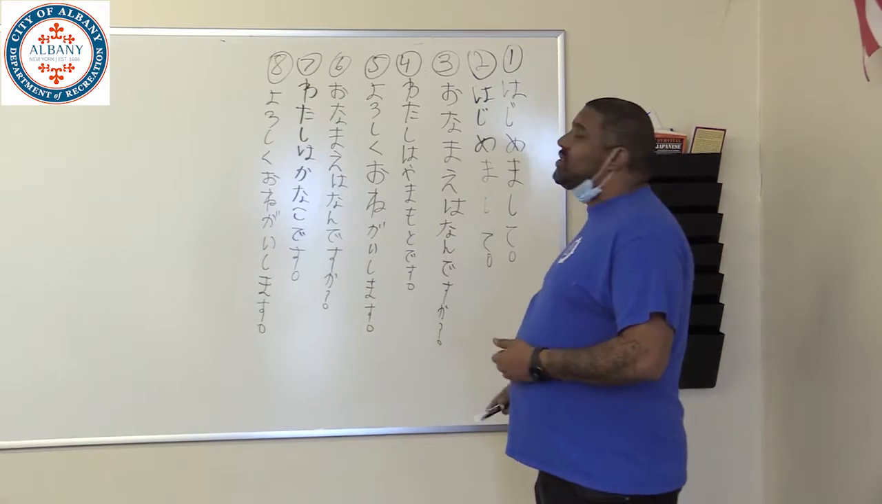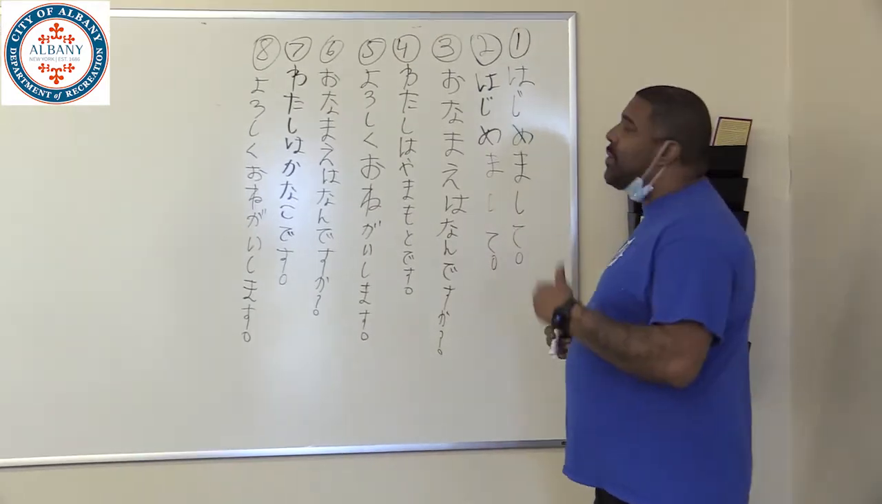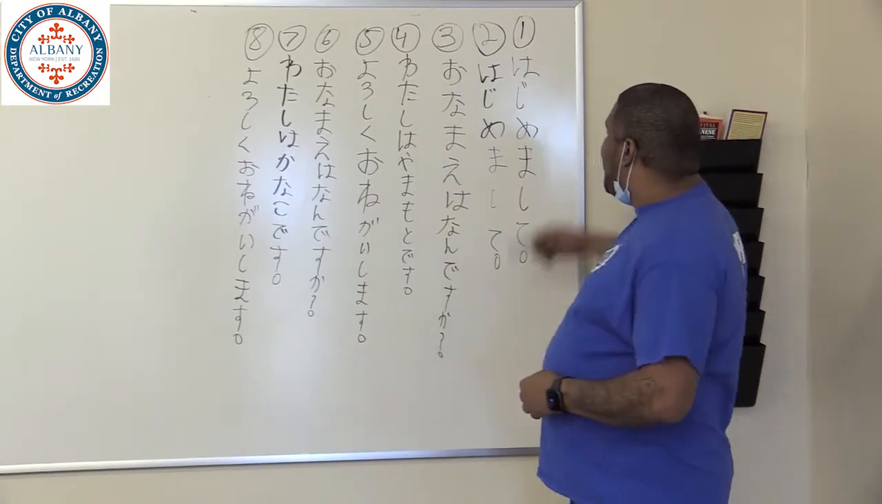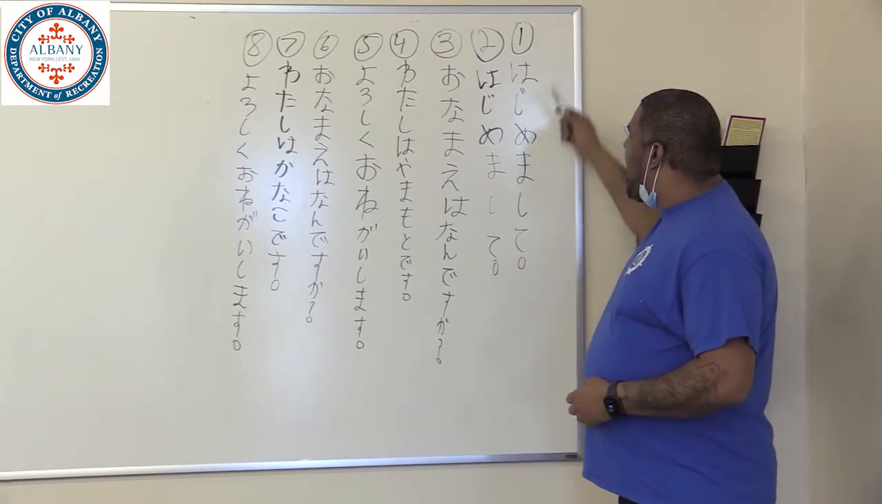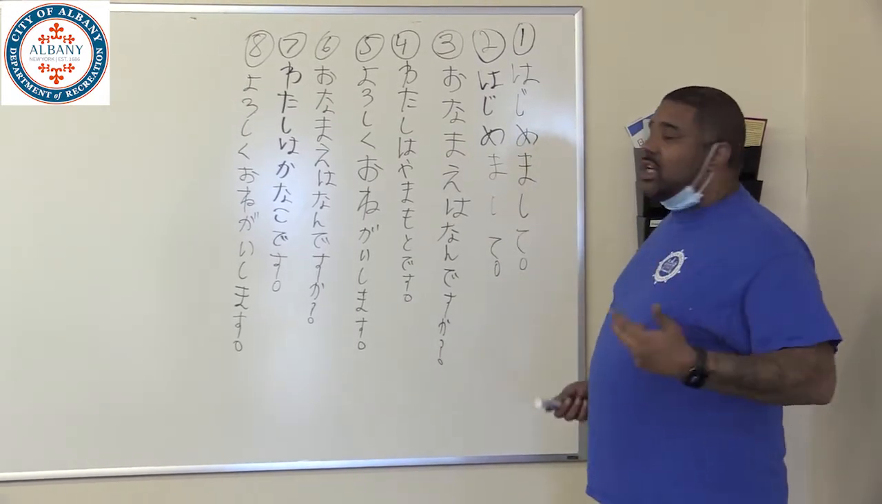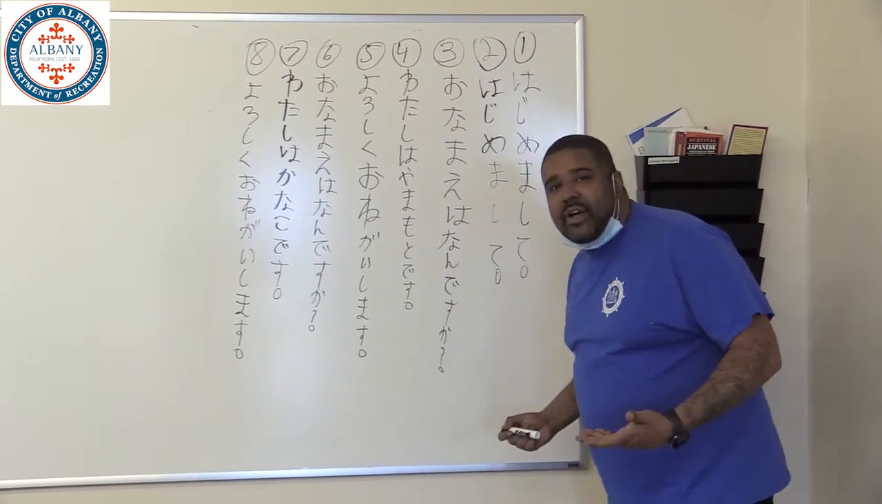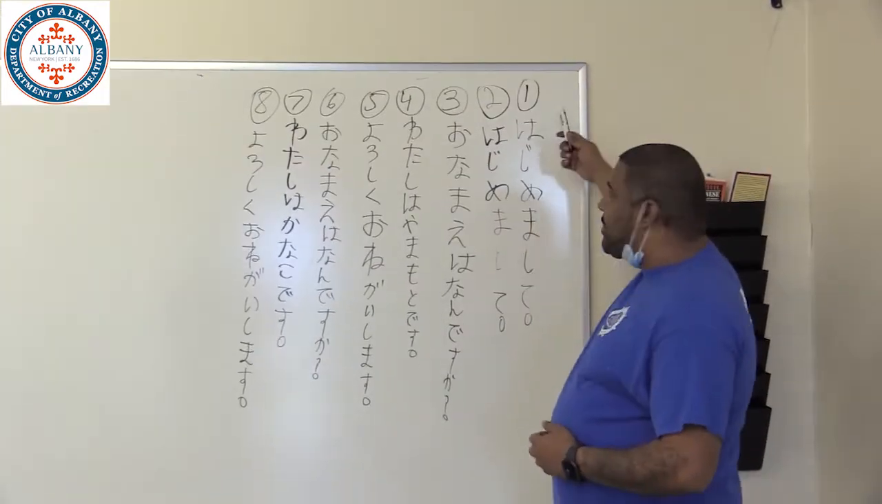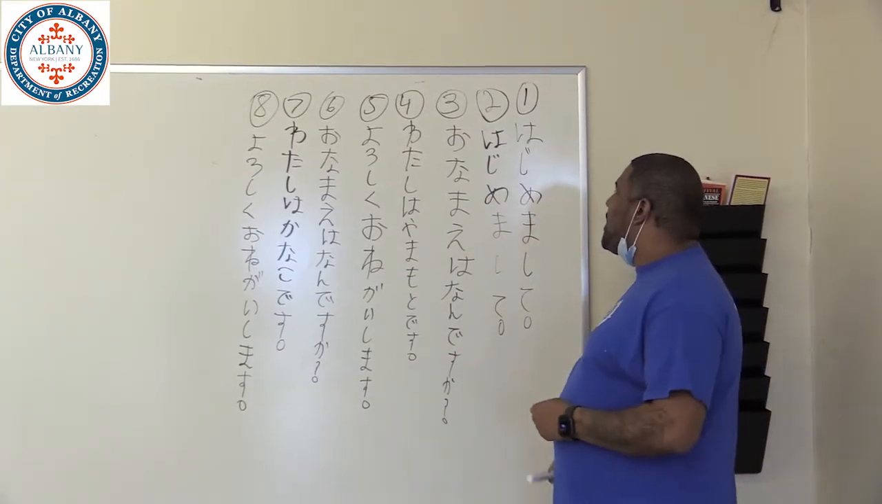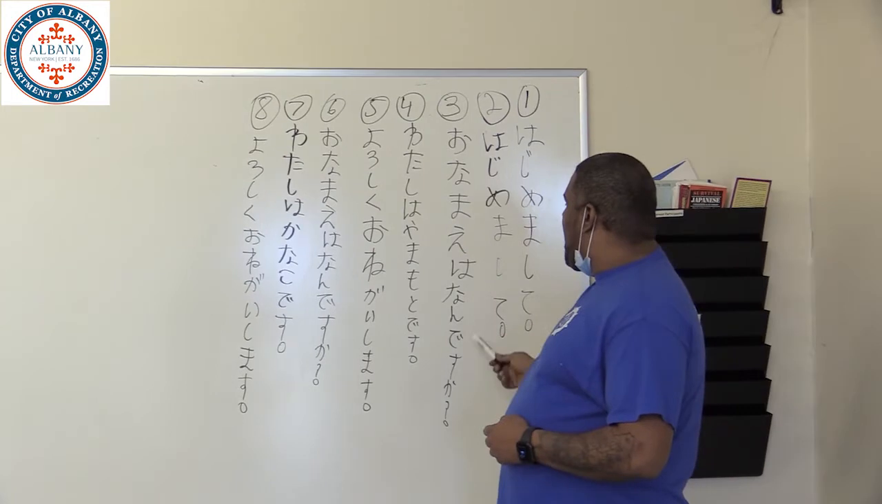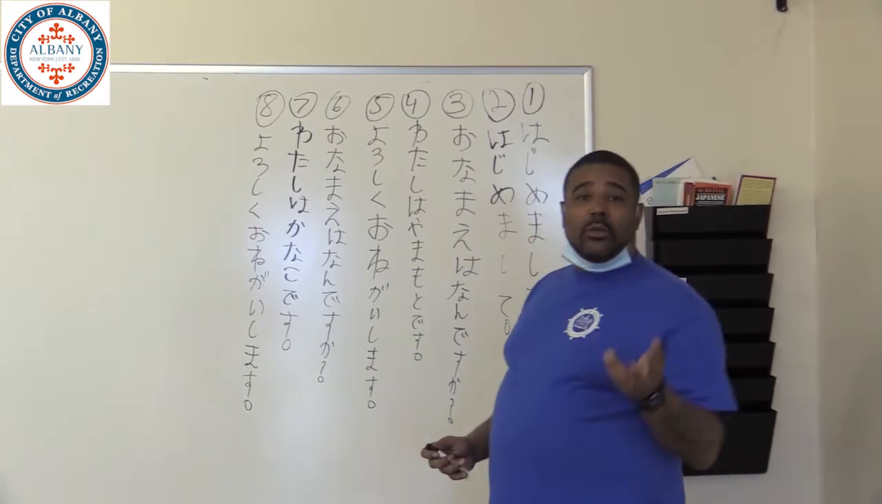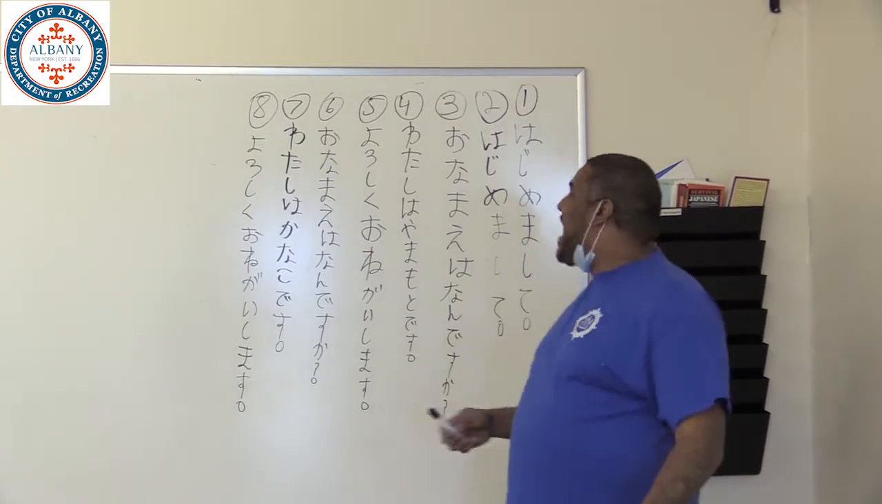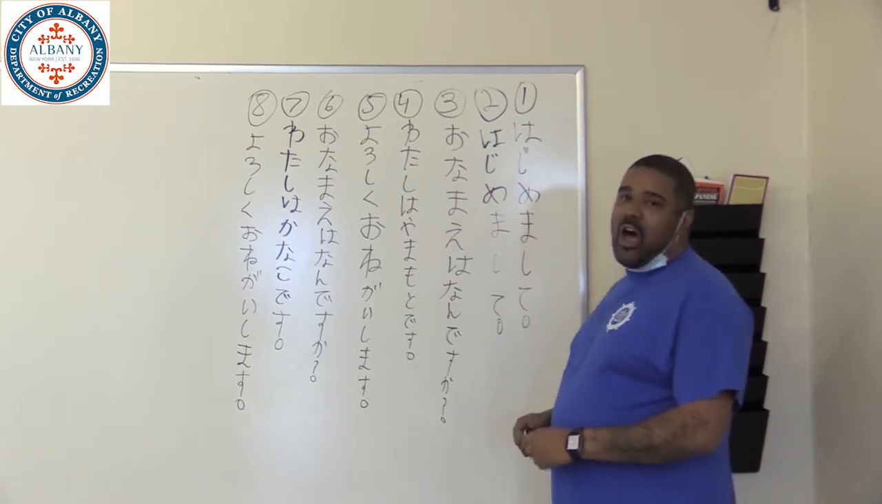Our first sentence. This is going to be the first person speaking. So normally there's an opener, right? You're going to say, Hajimemashite. The person is going to respond to you in sentence 2, Hajimemashite. So this is a basic greeting. And then you have, Onamae wa nan desu ka? What is your name? Onamae wa nan desu ka?